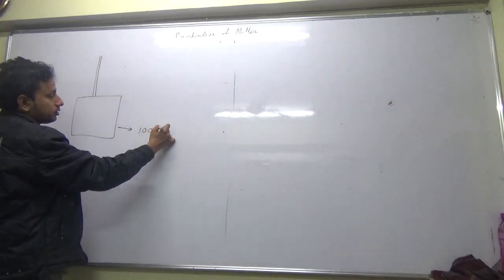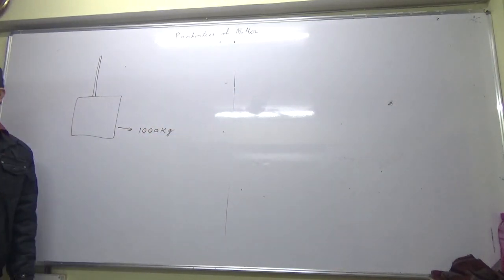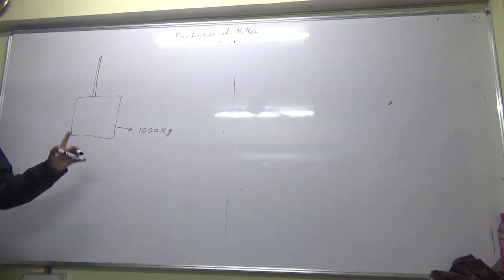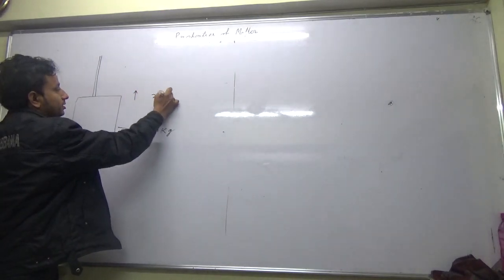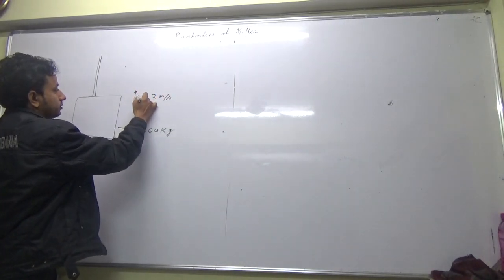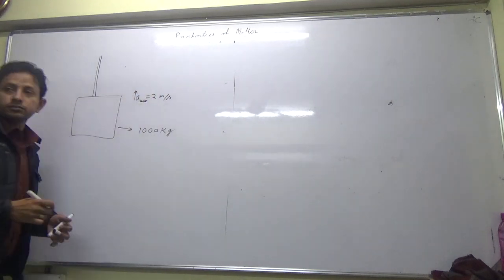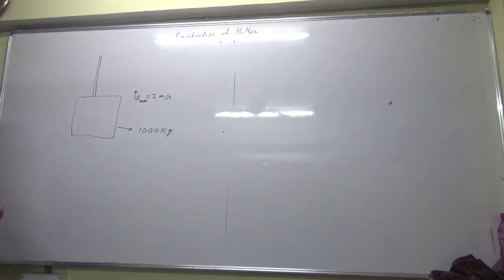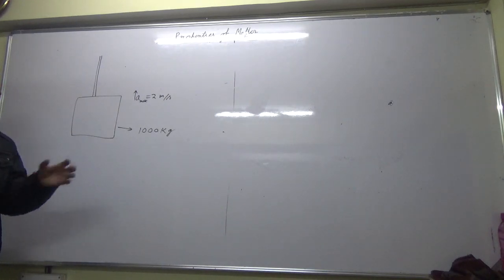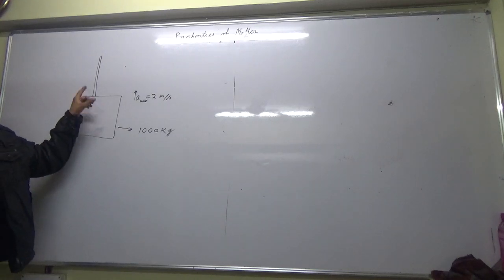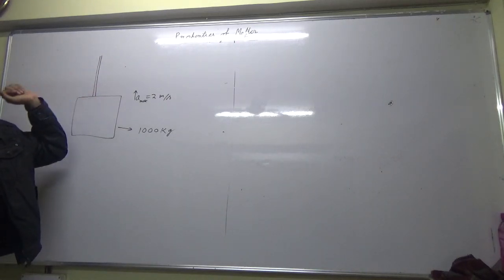1000 kg, okay. And the maximum acceleration which it can have is suppose 2 meter per second square. The maximum acceleration. Okay. Now we have a steel wire. Then how much should be the minimum area of the wire so that it can be supported? It does not break. The wire does not break.